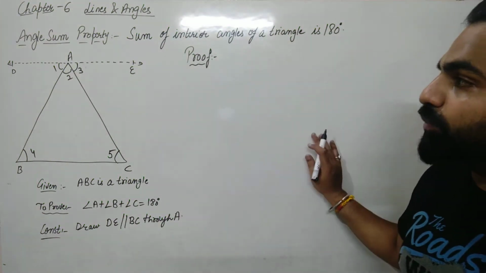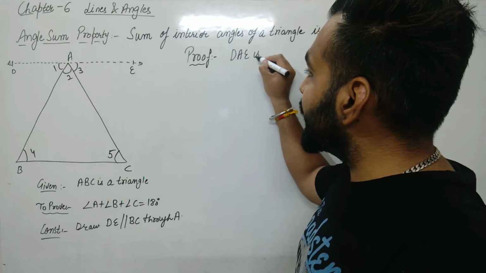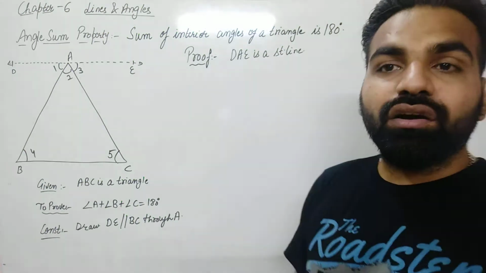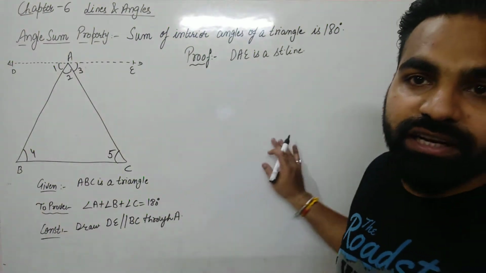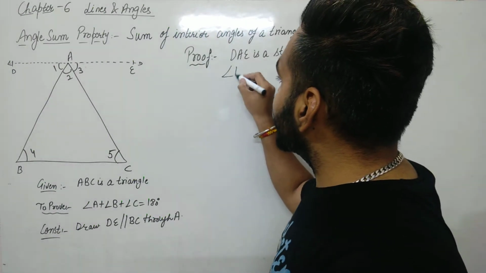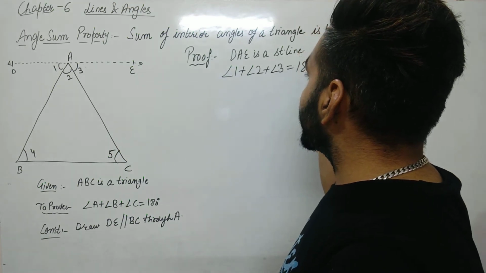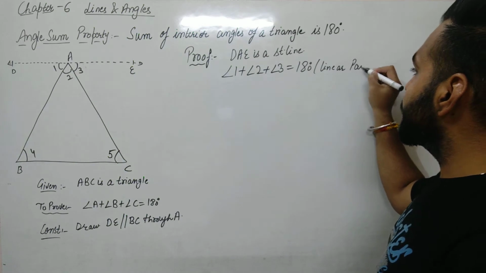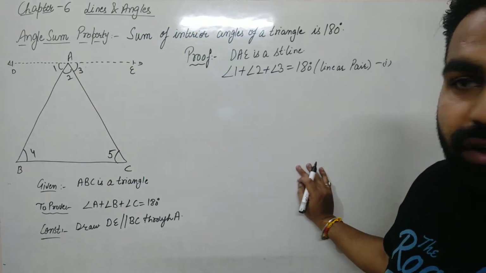So let us start the proof here. So we can see that DAE is a straight line, and we know that all the adjacent angles which lie on a straight line, they sum up to 180 degree, that are called linear pair. So we will write here 1 plus 2 plus 3 is equal to 180 degree, which is linear pair. So let us assume this is equation number 1.